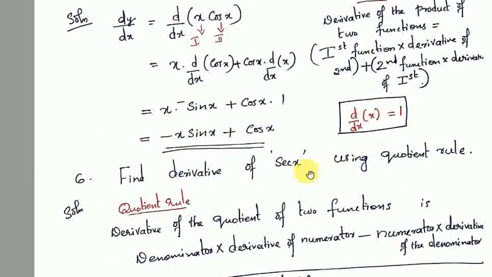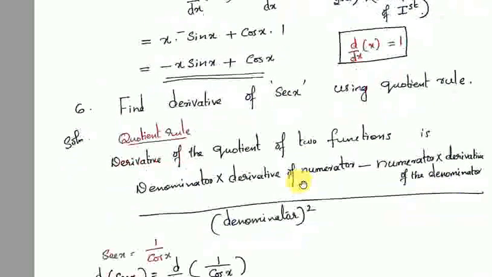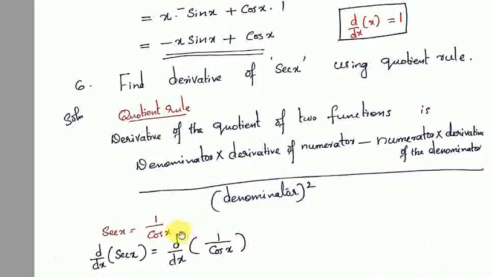Find the derivative of sec x using the quotient rule. Here there is only one term, sec x. How can we find its derivative using the quotient rule? That is the question. So we have to remember what sec x is. Is it able to be represented in a quotient form? We know that sec x equals 1 by cos x. Now it is in the form 1 by cos x, so we are able to apply the quotient rule.